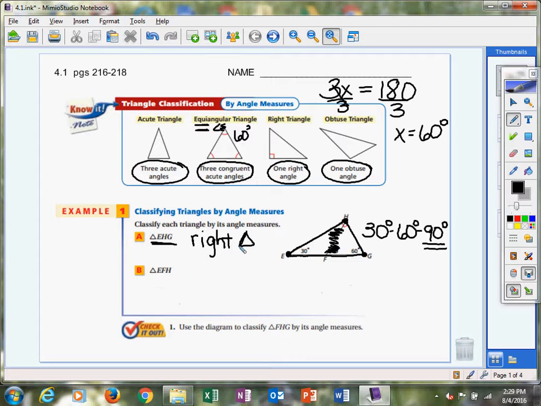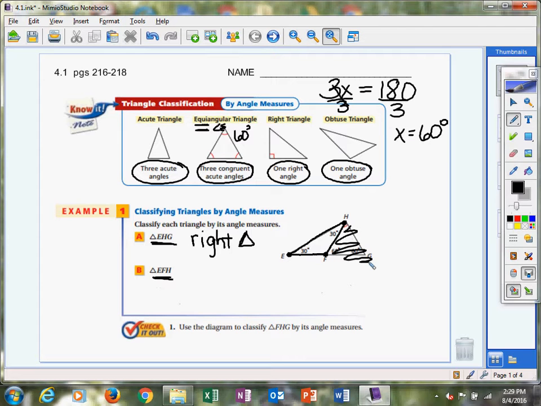So I would classify this and say that this is a right triangle. Let me erase, because for the second triangle, we're going to need to see the big triangle over again so we can see the perimeter. So we're looking at EF, here's E, here's F, and here's H. Now, this is the triangle, so we're going to ignore the rest of this.